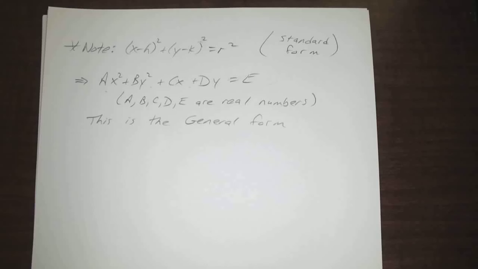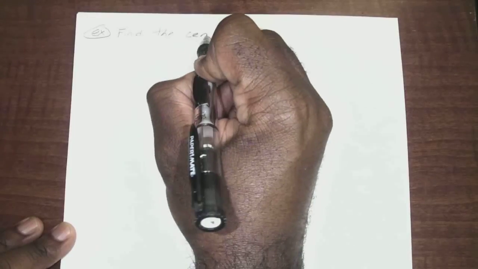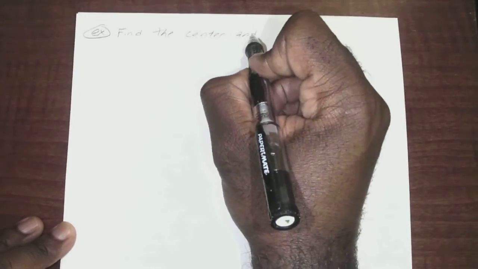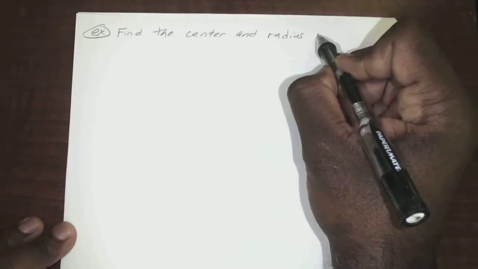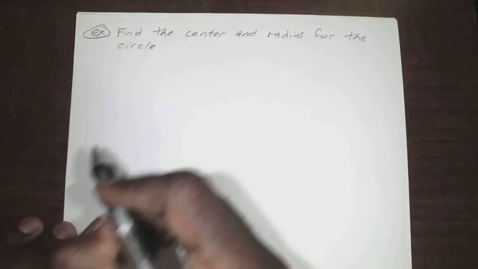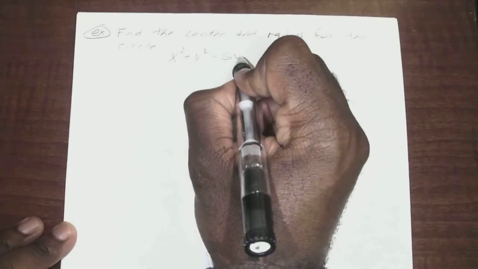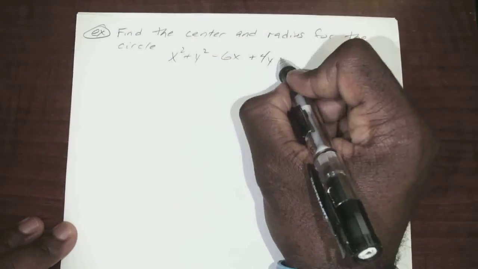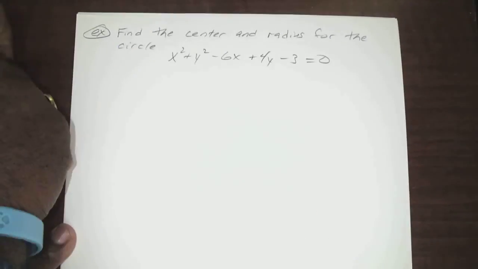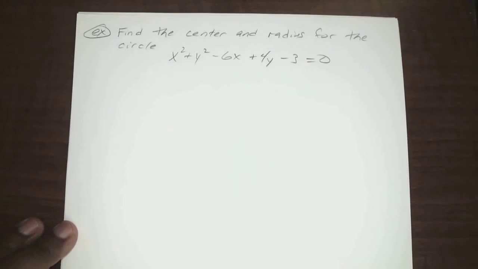So let's say, for example, find the center and radius for the circle. Say it's x squared plus y squared minus 6x plus 4y minus 3 equals 0. Clean up that y a little bit. There we go.